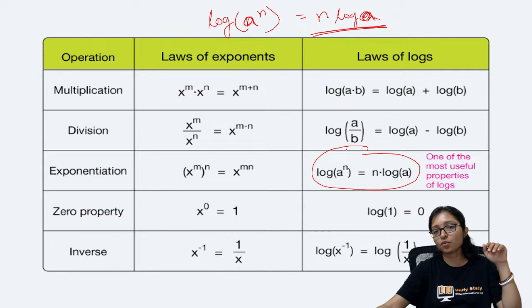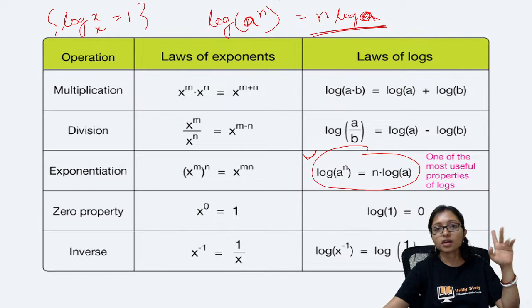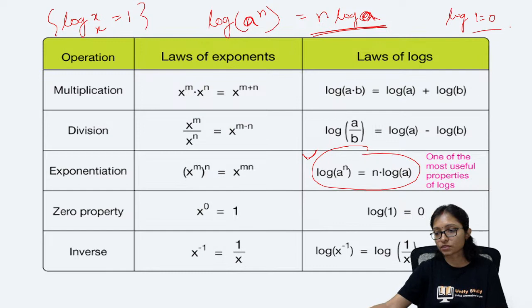And another important formula is log x base x always equals 1. It means log 2 base 2, log 3 base 3 will always be 1. Our target will be to always make it 1. This will also be required. And log 1 is 0, that is also required. Okay, theek hai.